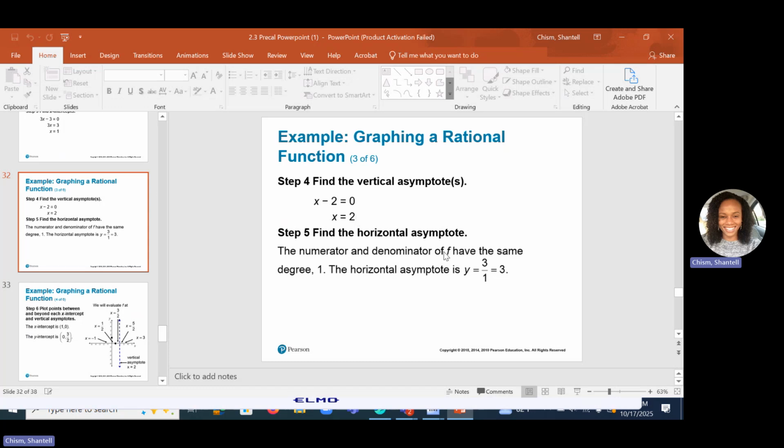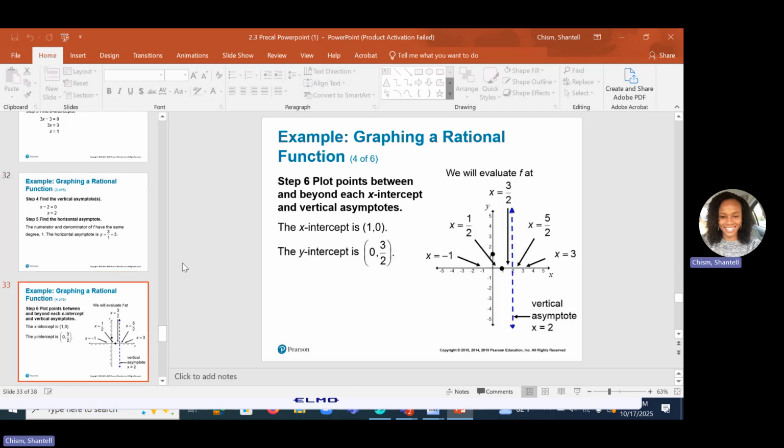The horizontal asymptote is where we look at the degree of the top and the degree of the bottom. They have the same degree, so the horizontal asymptote is an equation where y equals the leading coefficient from the top divided by the leading coefficient of the bottom. So just y equals 3 over 1, y equals 3.